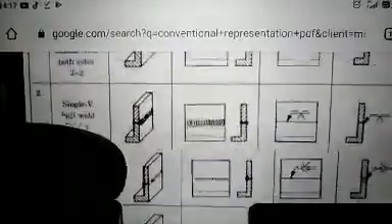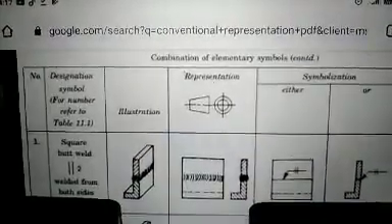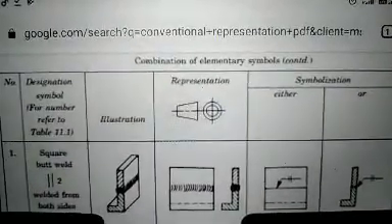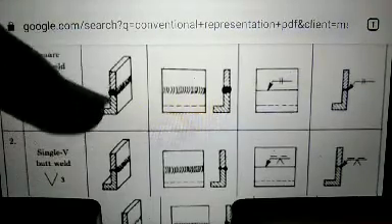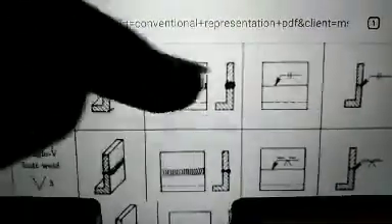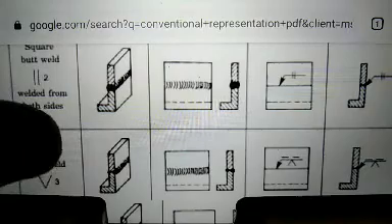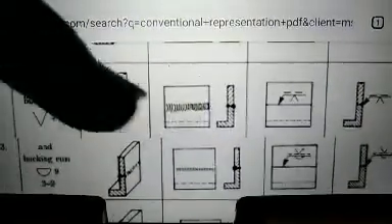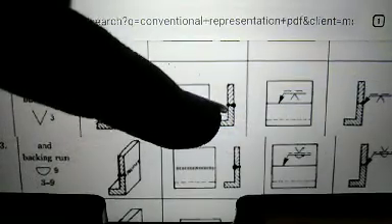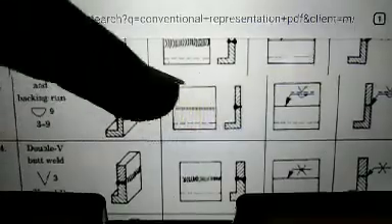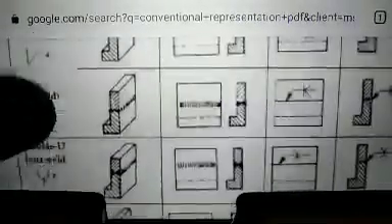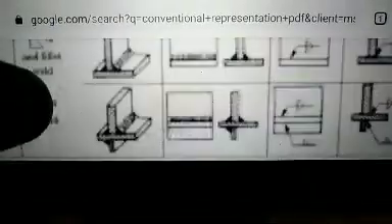Now different welding joints are shown with the help of conventional representation. Square weld is where the object is welded to and fro throughout, and the symbol is like this. Square V butt weld, that is, the welding section is a V section, is shown like this. And backing run is shown like this. So these are the symbols for square V butt weld and other types of welding.